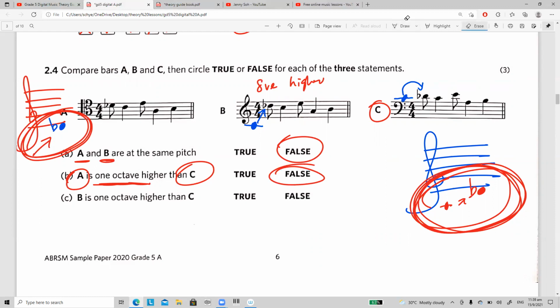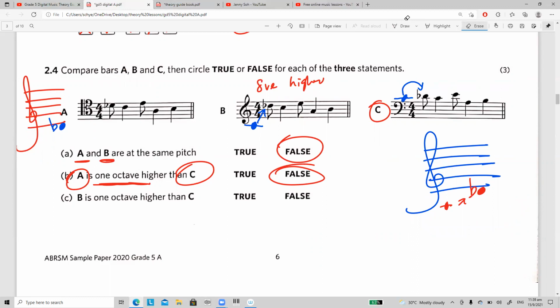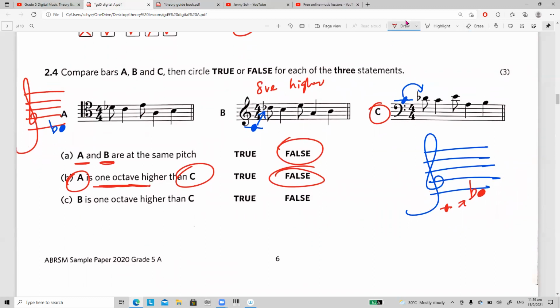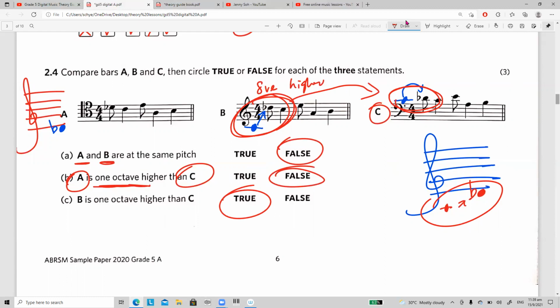Okay, let's look at the next one. B is 1 octave higher than C. So this D flat here, B is here. So this D flat is one octave higher than middle C, but this one is very close to middle C, which means B is an octave higher than C. Okay, so this one is true.